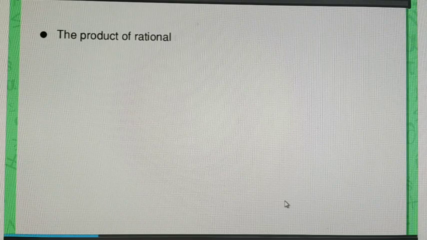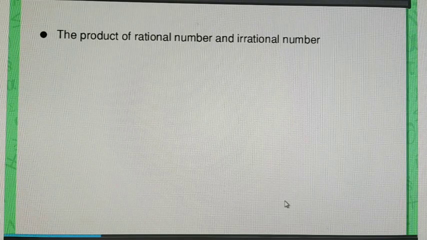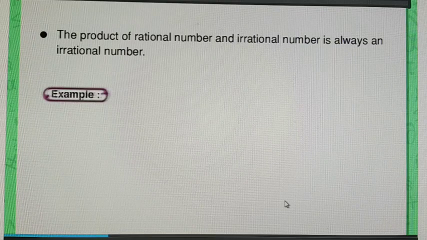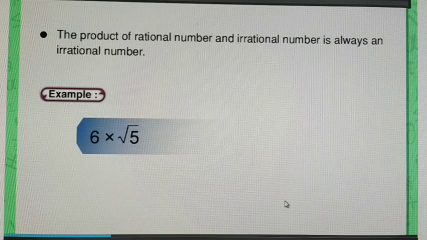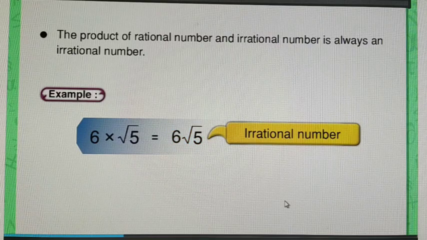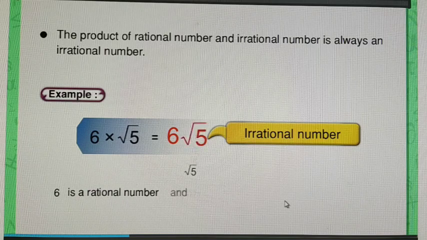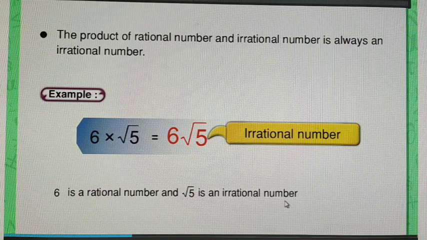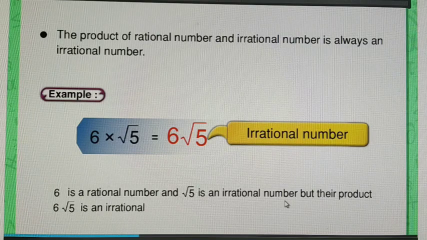Third, the product of a rational number and an irrational number is always an irrational number. Example: 6 into root 5 is equal to 6 root 5. Here 6 root 5 is an irrational number. Here 6 is a rational number and root 5 is an irrational number, but their product 6 root 5 is an irrational number.